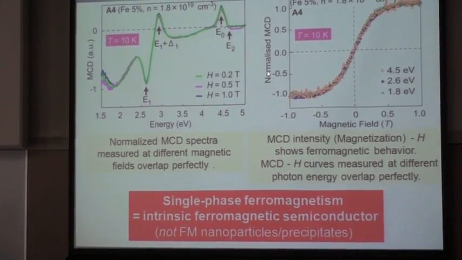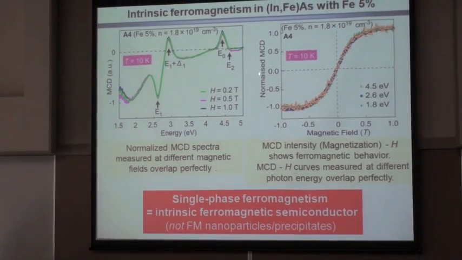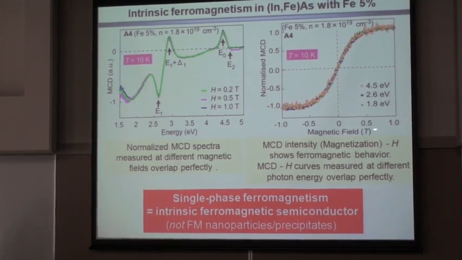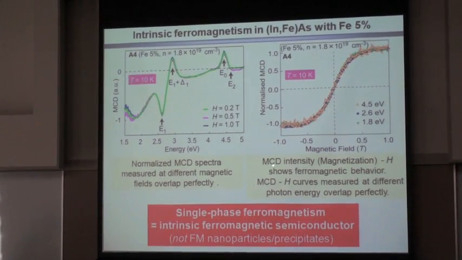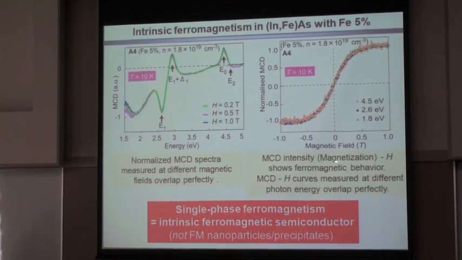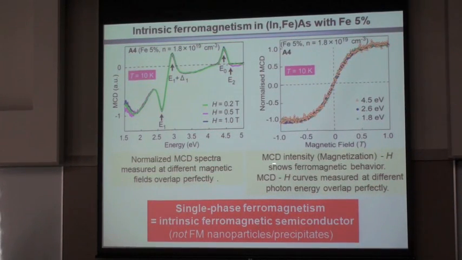And to double check, we also measured MCD intensity as a function of magnetic field, which actually corresponds to the magnetization, because MCD is proportional to the magnetization. And we measured this magnetic hysteresis at different photon energies. And again, we see the perfect overlap. So this again indicates single-phase ferromagnetism. So this is another indication of an intrinsic ferromagnetic semiconductor.